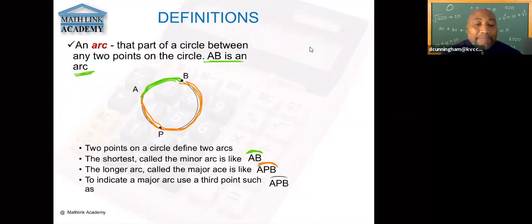To indicate a major arc, we must use 3 points. So APB, we must use 3 points to indicate a major arc. So we know that it's a major arc going around. For minor arcs, we use 2 points. So for a major arc, we can say APB. We couldn't just say AB because we wouldn't know which way we're going, but since we know our definition, AB means it's a minor arc, 3 points is a major arc.